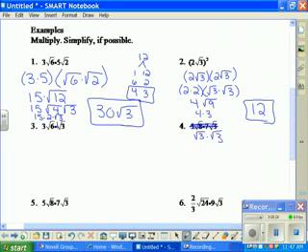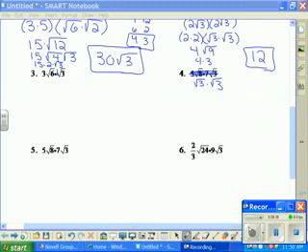Okay, so I want you guys to do the next 4 problems, and we'll go over them in just a minute, okay? So go ahead, take your time. I want you to show me the steps, how you're breaking them apart, what you're multiplying, all right? So go ahead and do those.